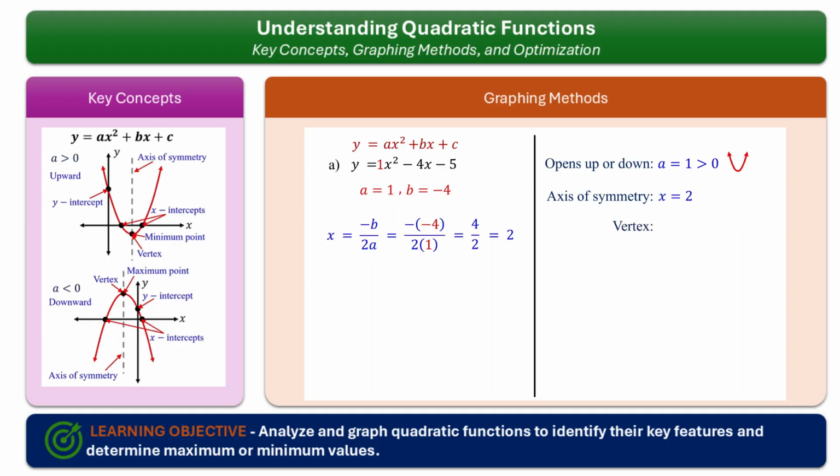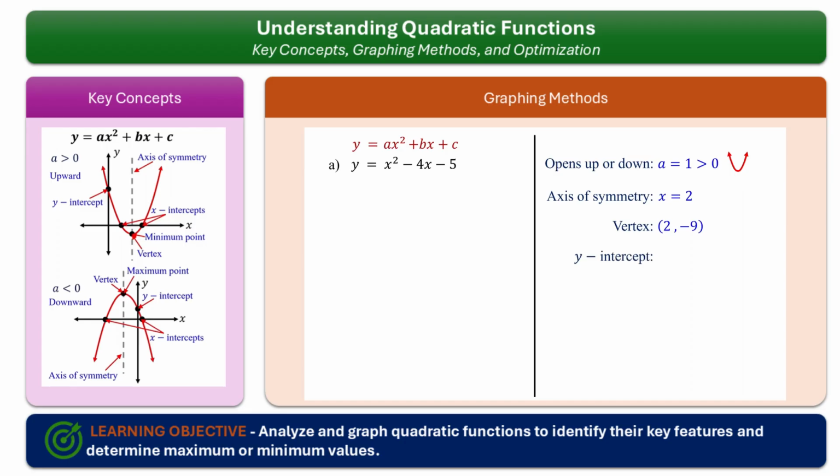Next, find the vertex. The vertex lies on the axis of symmetry. So, its x-coordinate is the same as the axis of symmetry. To find its y-coordinate, substitute its x-coordinate back into the original function. This simplifies to negative 9. Therefore, the vertex is the point 2, negative 9.